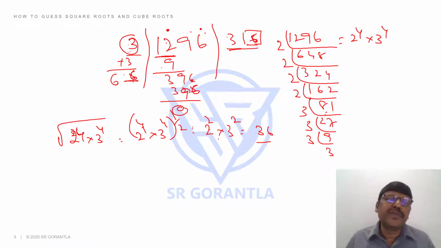We are not going to talk about this, students. We are going to talk about how to guess square roots. The moment you see a 4-digit number like 1296, how can I guess that my answer is 36? That is what I am going to discuss here.